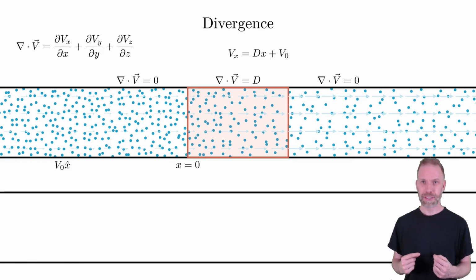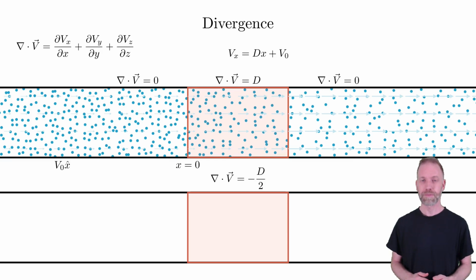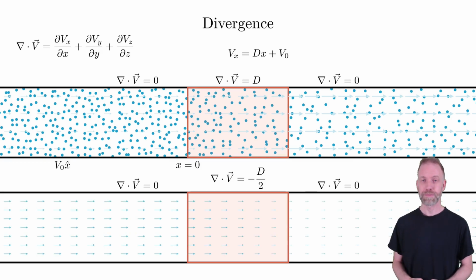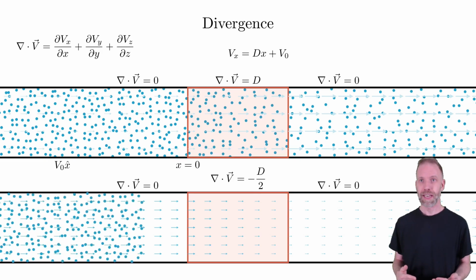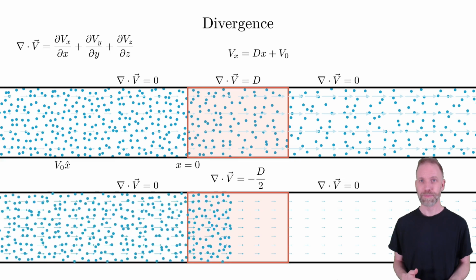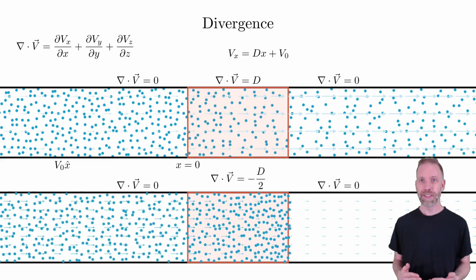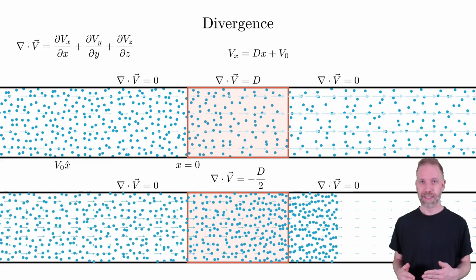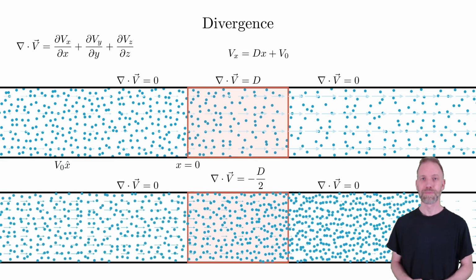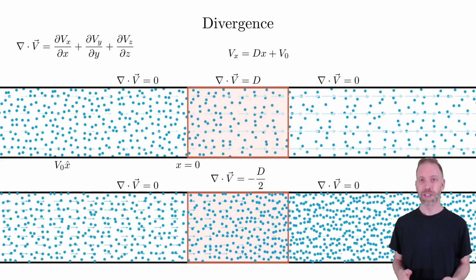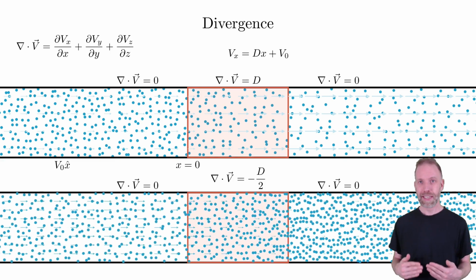Let us do one more example, but change the value of the divergence to minus d over 2. This would give a flow that slows down when we have the divergence. Now, we can add the particles as well. Again, they start at constant density. When they reach the divergence, they slow down and the density increases. After, they continue with the constant density. And we can conclude that the negative divergence increases the particle density.